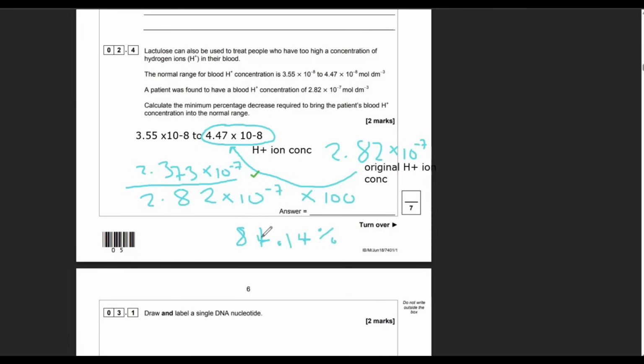Times 100, and that is going to give us 84.14%. Now, I would just do 3 significant figures, so I'm going to just switch to black because that's not showing up very well, is it? And I would do 84.1%. There we go. Beautiful. And that's going to get us the second mark. All right, that's the end of question 2. Let's zing zang to question 3.